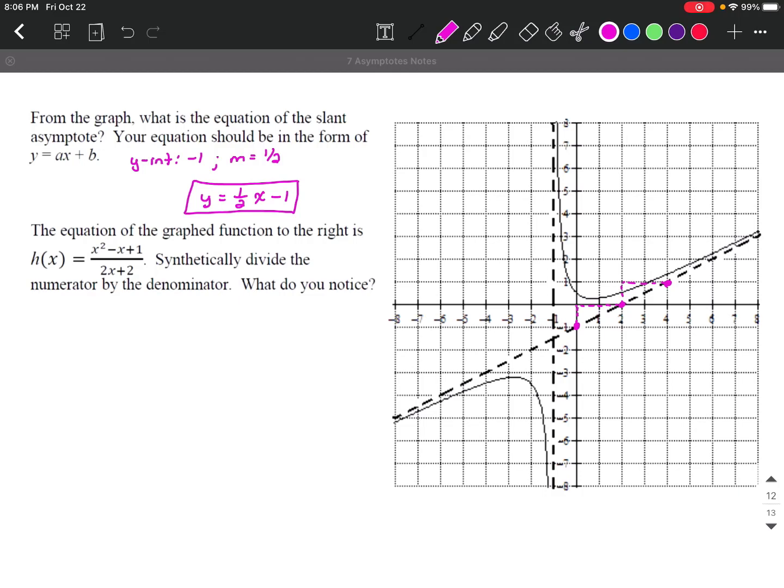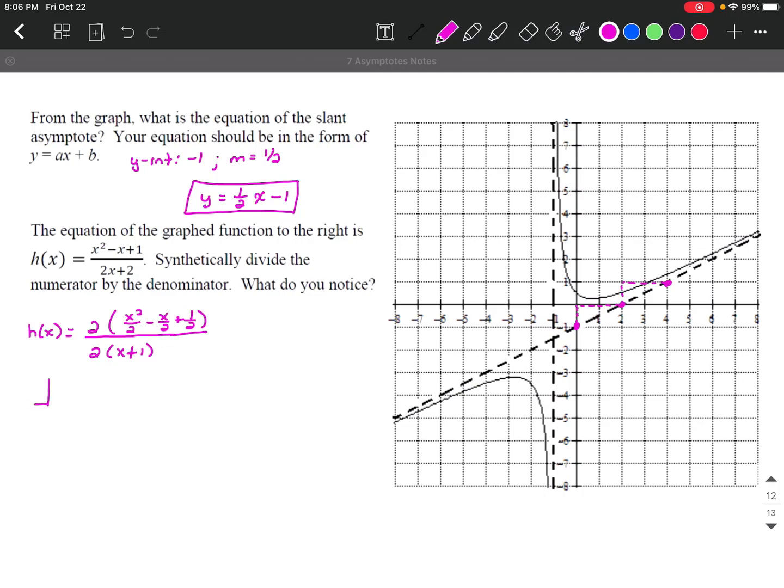Now, h of x is x squared minus x plus 1 over 2x plus 2. We want to do synthetic division, but there's a problem. That denominator does not have a leading coefficient of 1. So we have to factor out the 2. That'll leave us with x plus 1. We also need to factor out a 2 in the top. That's going to leave us with x squared over 2 minus x over 2 plus 1 over 2 in the top. I know you're nervous because you see the fractions. Trust me, it's not that bad.